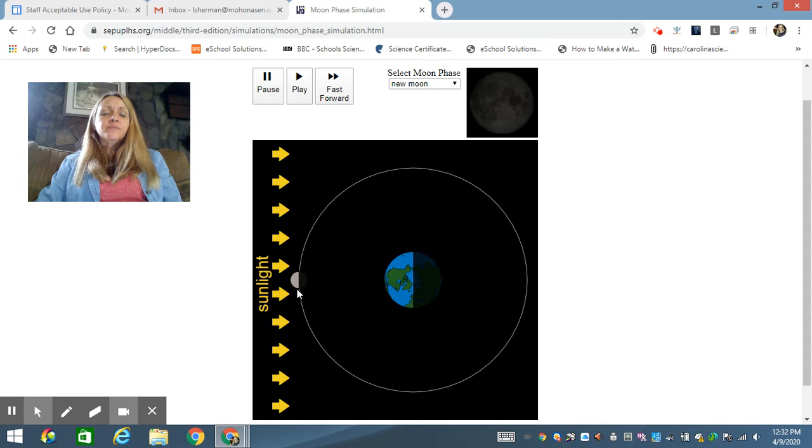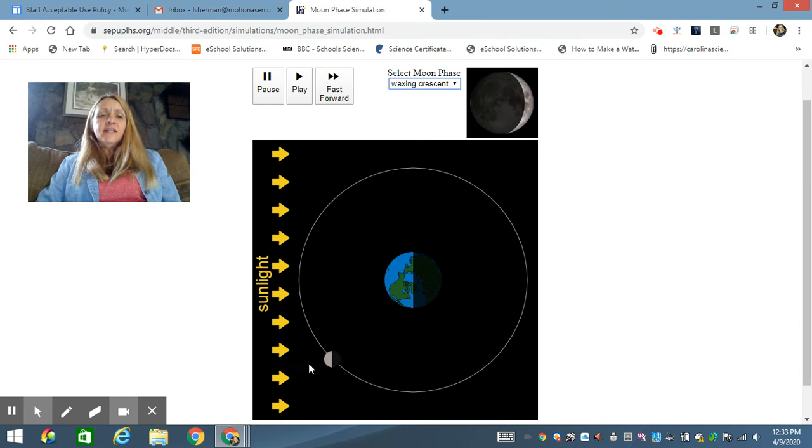If you look at the moon, you can see the sunlight is hitting one side. Half of the moon is always lit up, but we don't always see the lit up part from Earth. So right now, the sun is over here, the moon is in between the Earth and the sun, and if we were standing on the Earth, we would see this, the new moon phase. It would look all dark because all of that light is being reflected back towards the sun where we can't see it.